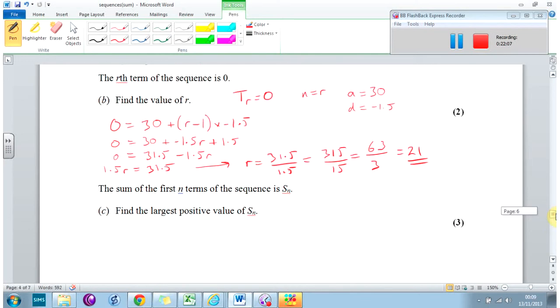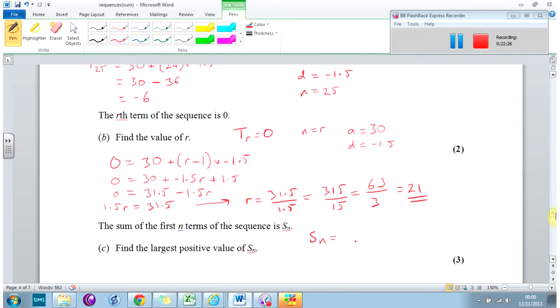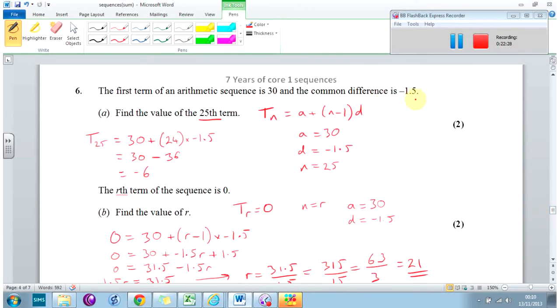Now, the sum of the first n terms of the sequence is Sn. So telling you pretty clearly it's the Sn formula. Find the largest possible positive value of Sn. This is 3 marks for actually thinking about what this means. So let's go back to our sequence. It's got a common difference of minus 1.5.